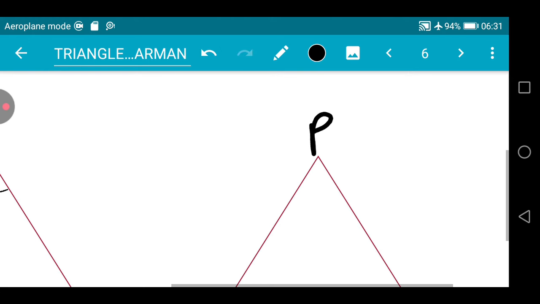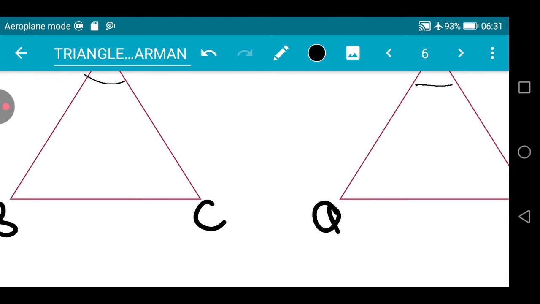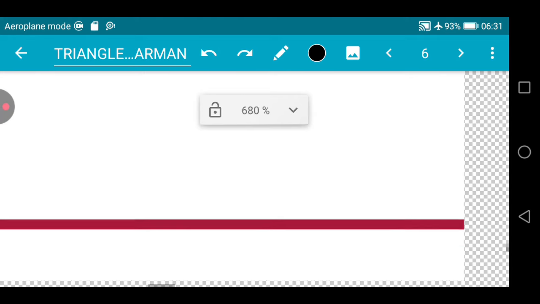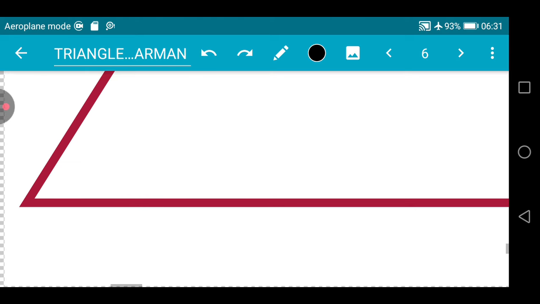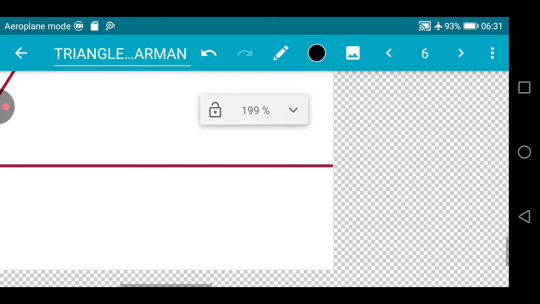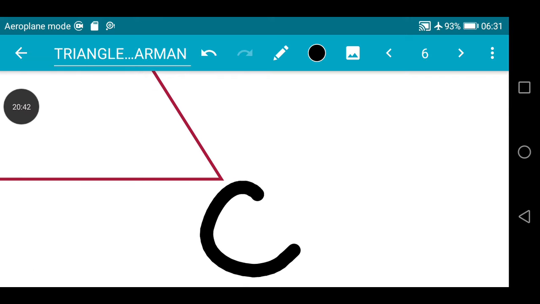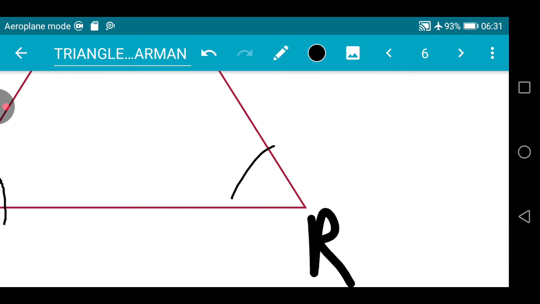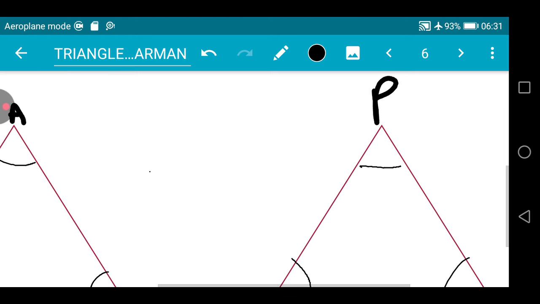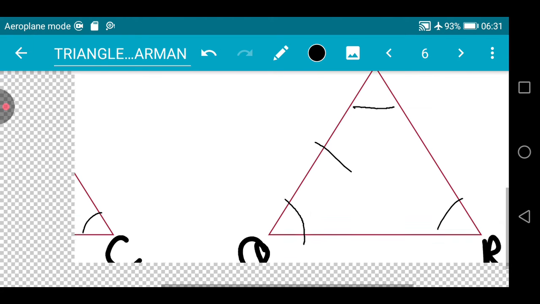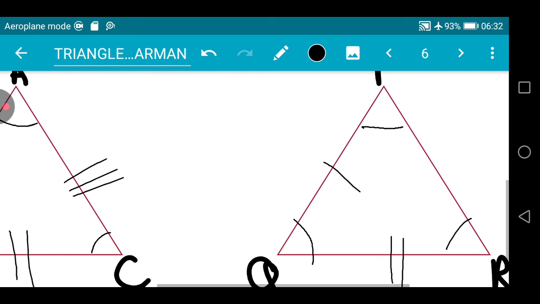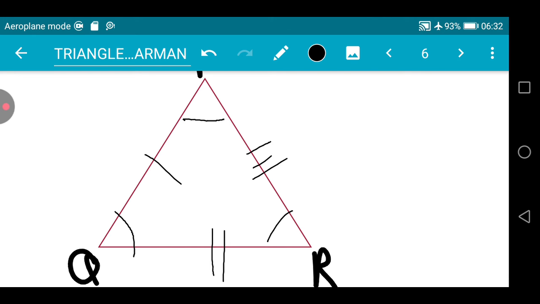Angle A equal to angle P. Angle B will be equal to angle Q and angle C will be equal to angle R. And AB equal to PQ, BC equal to QR and AC equal to PR.